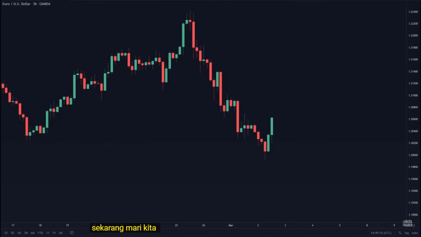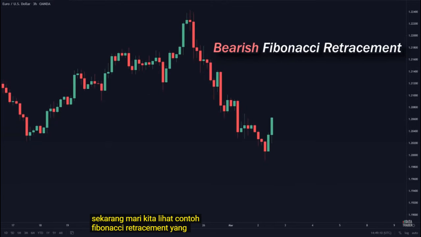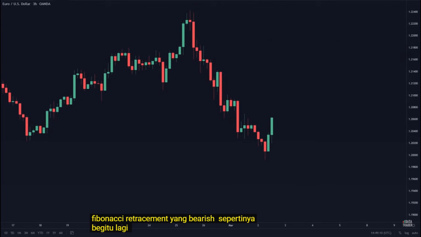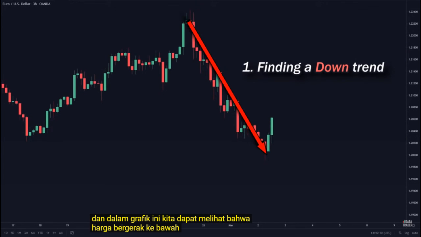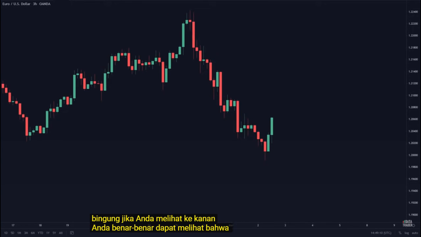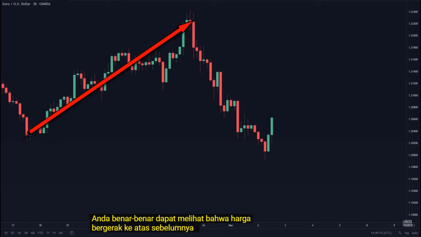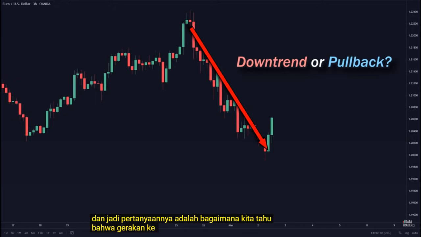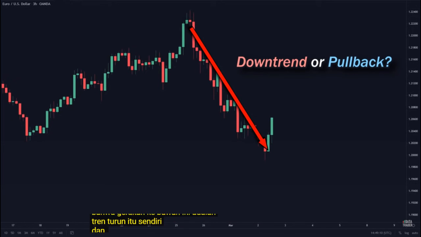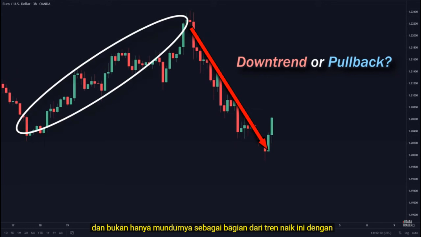Now, let's look at an example of what a bearish Fibonacci retracement looks like. So again, since it's bearish, the first step is finding a downtrend. And in this chart, we can see that the price moved downwards. Now, here's where people tend to get confused. If you look to the right, you can actually see that the price moved upwards before going downwards. And so the question is, how do we know that this downwards movement is a downtrend itself and not just a pullback as part of this uptrend?